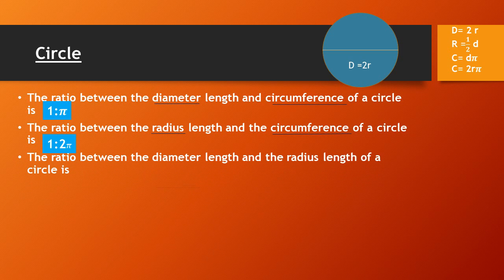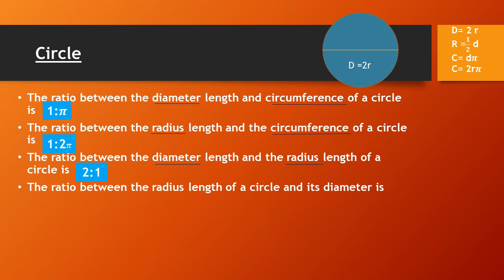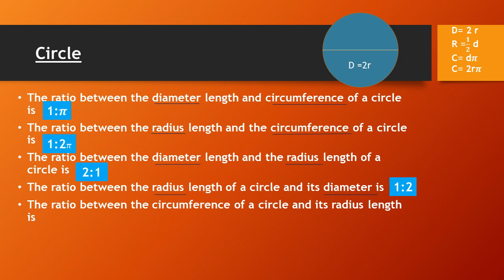The ratio between the diameter length and radius. We said before that diameter equals 2 times the radius. Then the ratio will be here 2 to 1. The ratio between the radius length and its diameter. The radius equals half the diameter. That means the ratio here will be 1 to 2.